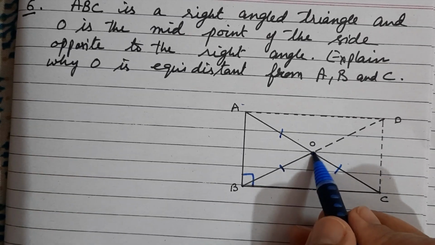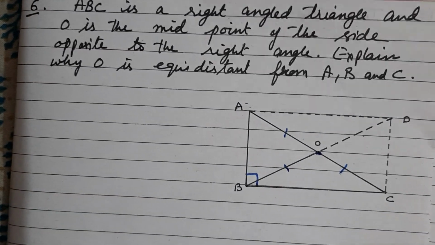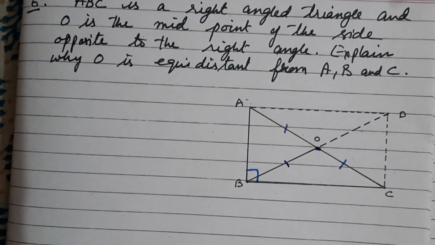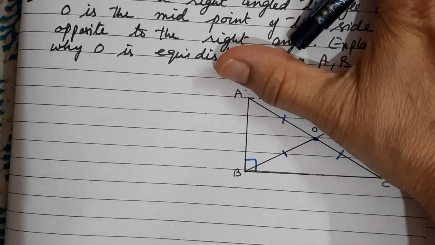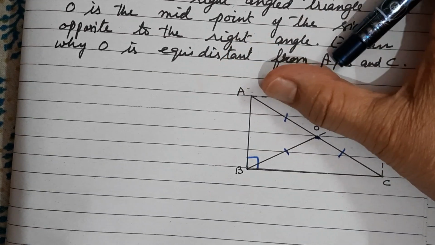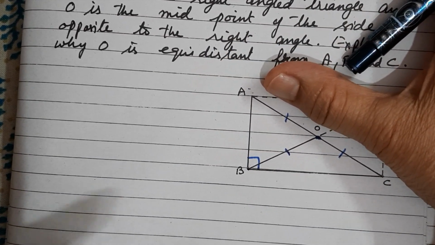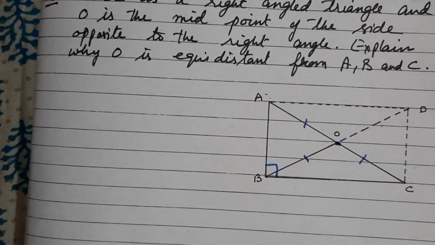So O is a point whose distance from A, B and C are same. So these dotted lines are the helping line. Otherwise we are given as a right angle triangle and we have to tell O is the midpoint, O is equidistant from all the 3 points. So how to solve this, how to find?